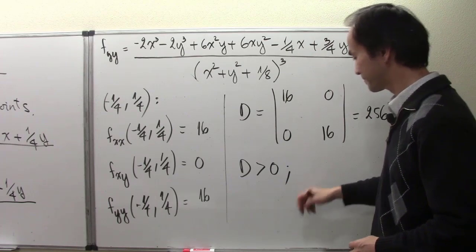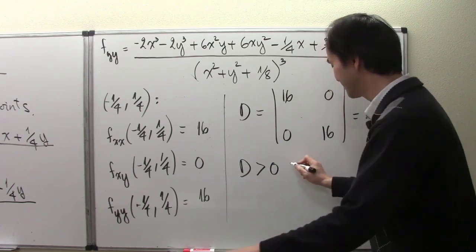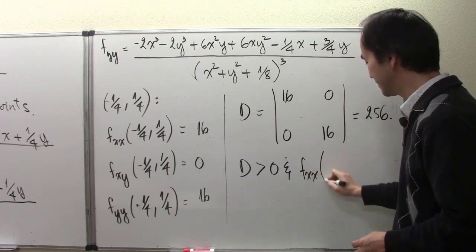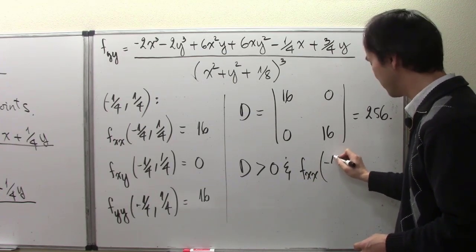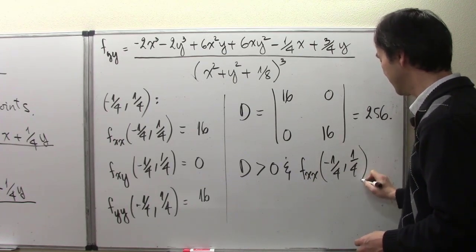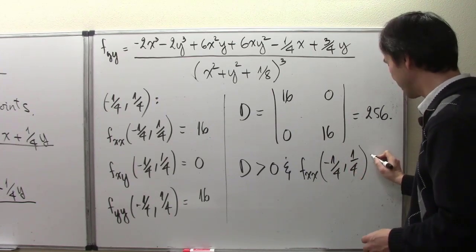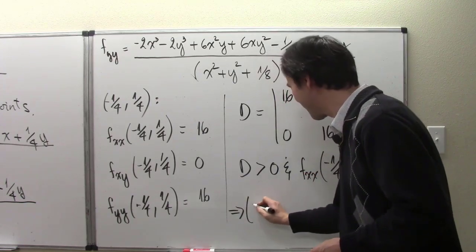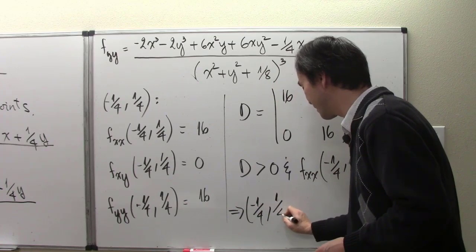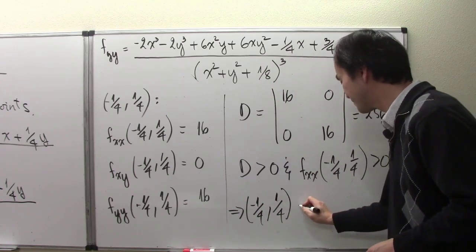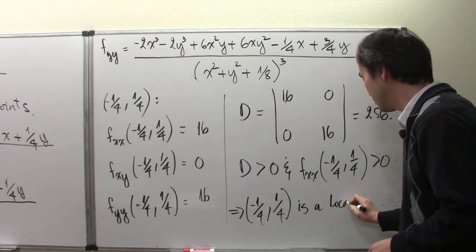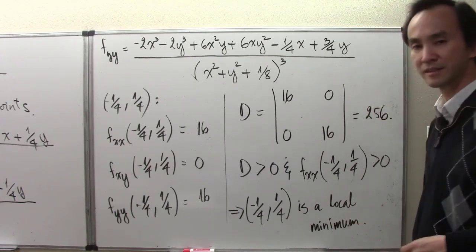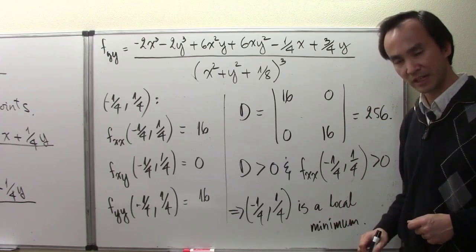And further, this partial derivative f sub xx at the point negative 1/4 comma 1/4 is also positive. That leads us to the conclusion that this point, negative 1/4 comma 1/4, is a local minimum. All right, this is now a local minimum. That's how we're working with that.